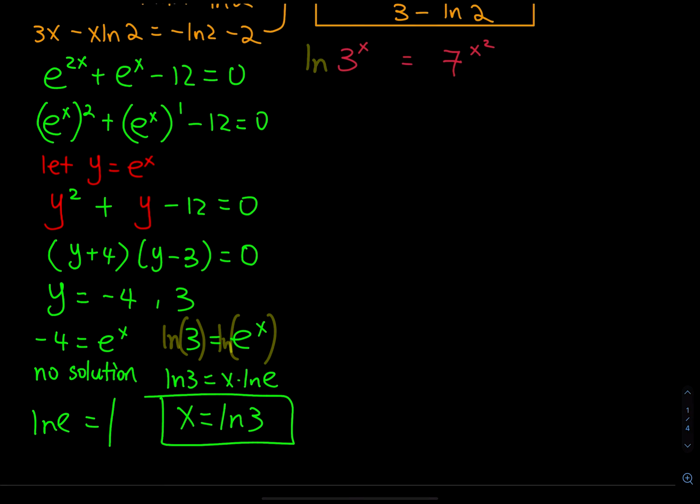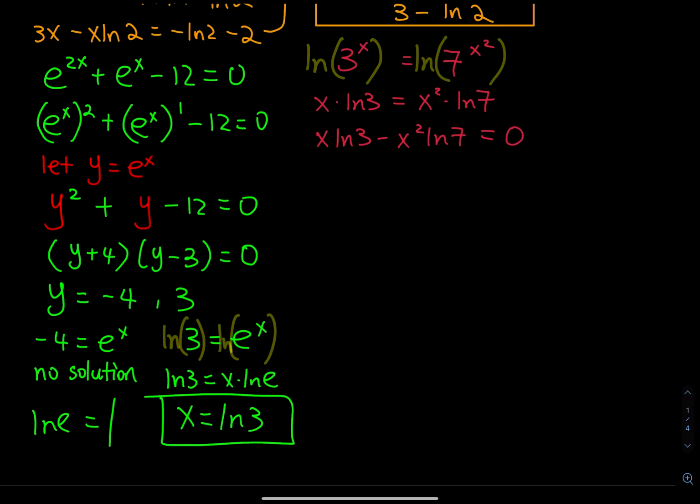We can ln both sides immediately. ln both sides, and then bring the power down. You have x times ln 3 equals x squared times ln 7. And then what do we do? Let's move all the x to one side. So x ln 3 and then minus x squared ln 7 equals 0. Perhaps we can apply the zero product property. Factor out an x: x times (ln 3 minus x ln 7) equals 0.